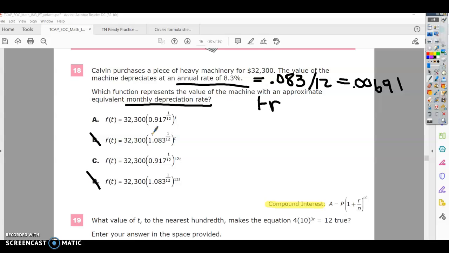Now we have to look at the formula down here. We know that monthly is 12 months, so both of these have 1/12. And then the rest of the formula says n times t. n is the number of terms, like monthly, so that'd be the 12. And then t is the amount of time that goes by. So the best formula would be C.